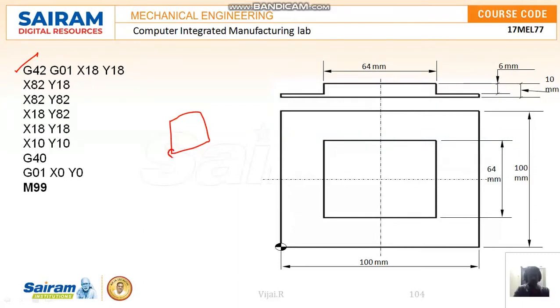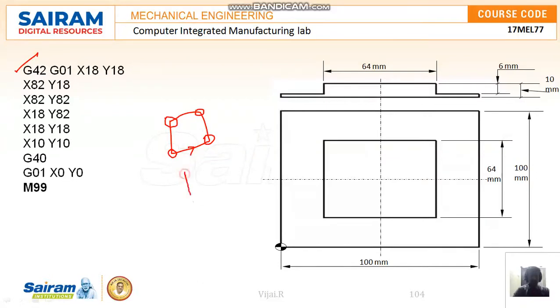Normally, when we call G40, the tool will travel according to the center of the tool. If the diameter is 10, then 50 percent will be outside the contour, on the left side and right side of the contour. Normally it will travel like this only.